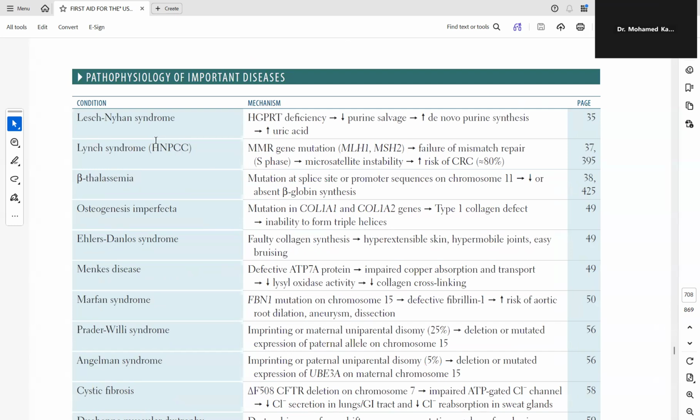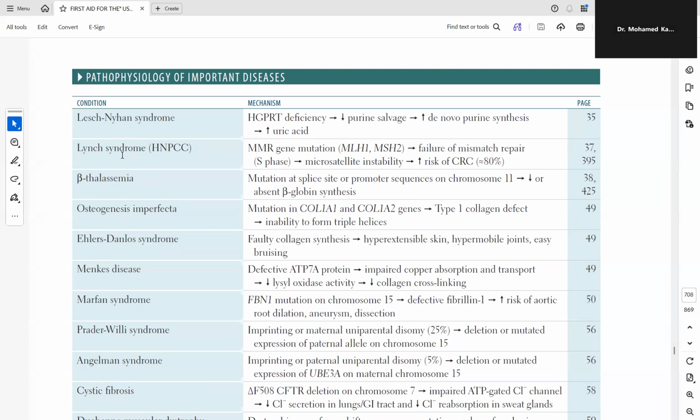This is Lesch-Nyhan syndrome. What is Lesch-Nyhan syndrome? It is HGPRT deficiency and reduction in purine salvage. We have something called the purine salvage pathway, and its reduction increases de novo purine synthesis, which will increase uric acid. So uric acid will be increased in Lesch-Nyhan syndrome.